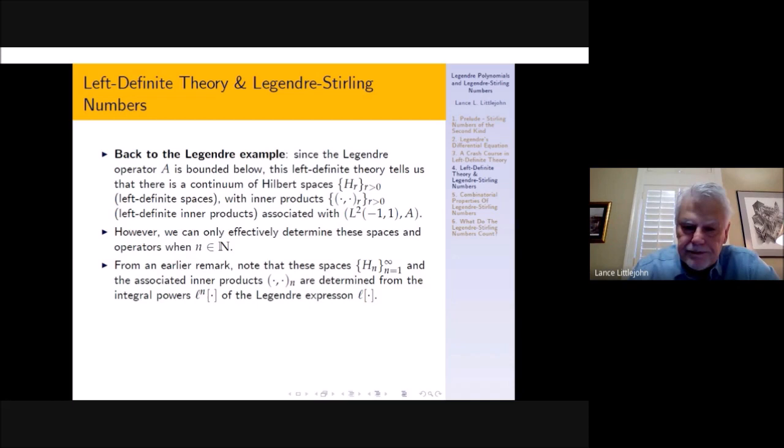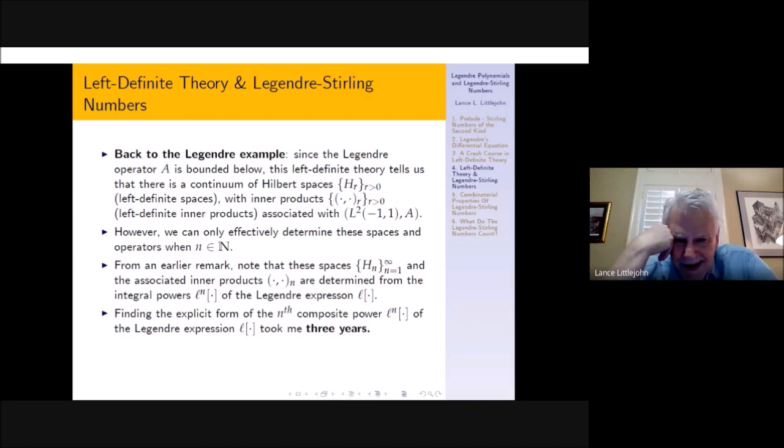Now, here's the embarrassing part for me. Finding the explicit form of this nth composite power took me 3 years. I mean, I was doing some other things, but really, it took me 3 years to get this. When you think about it, Legendre is second order. I needed to know what the 40th power was, right? Well, that's an 80th order differential equation. Mathematica could tell me that. Mathematica didn't like me asking that, but it could tell me what that 80th order DE was. But the thing I had to do was put it into Lagrangian symmetric form. So it took a while to get this done.